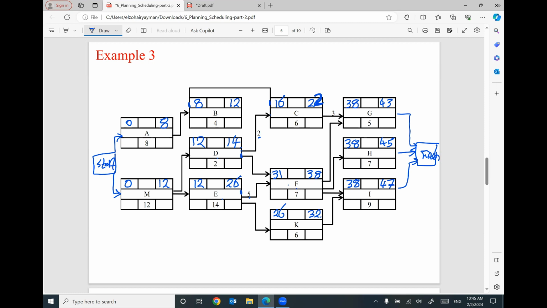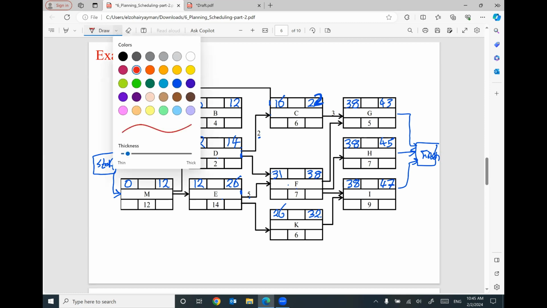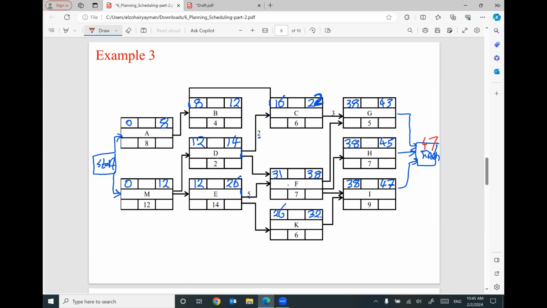So for the final duration of the project, we have here 43, 45, 47. It will be 47. So I can say the total duration of the project equals 47.